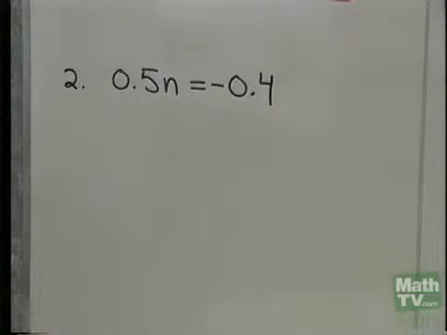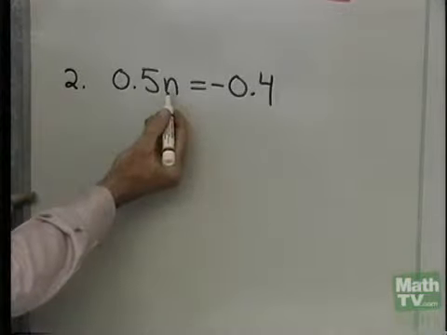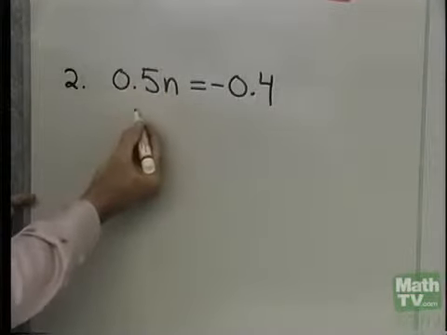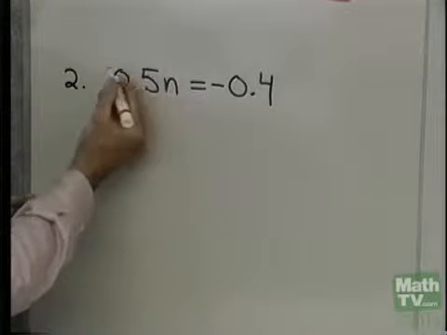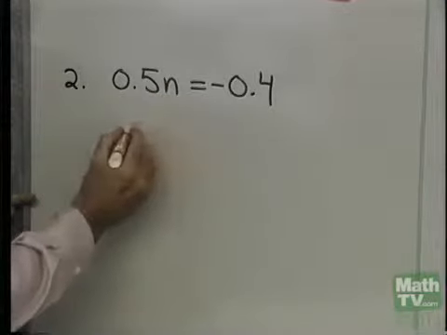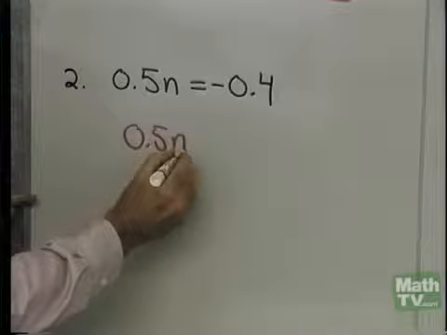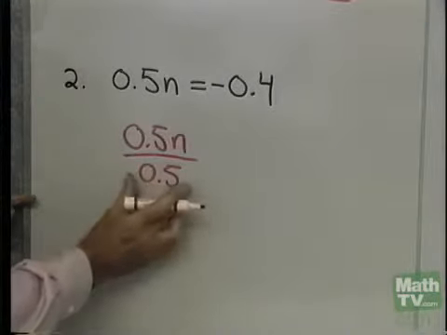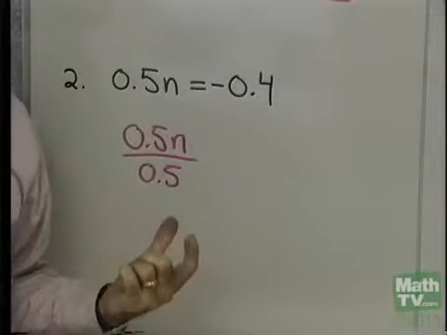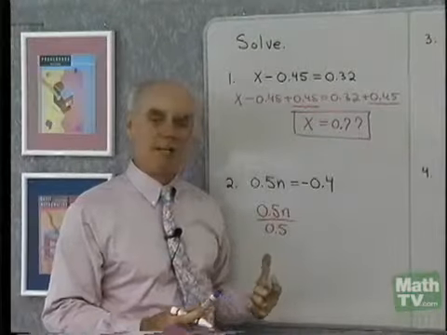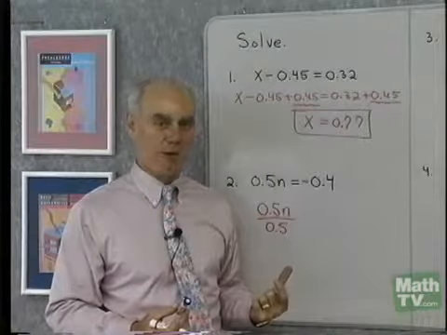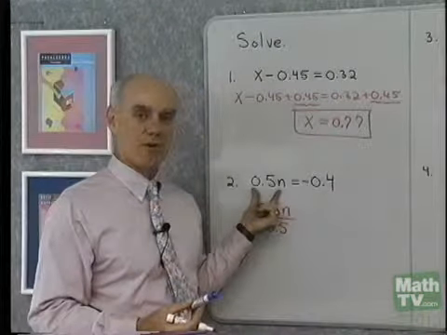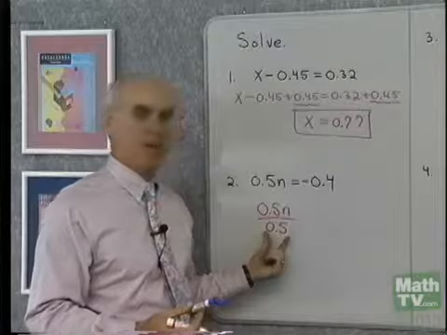So I have 0.5n equals negative 0.4. Now, I have 0.5n on this side, and what I want is just 1n. Normally I would multiply both sides by the reciprocal of the number in front of n, but it's actually just as easy when I'm working with these decimals to divide both sides by the number in front of n. So dividing by 0.5, remember, is exactly the same as multiplying by its reciprocal, 1 over 0.5. So instead of multiplying by the reciprocal 1 over 0.5, what I do is divide by 0.5.